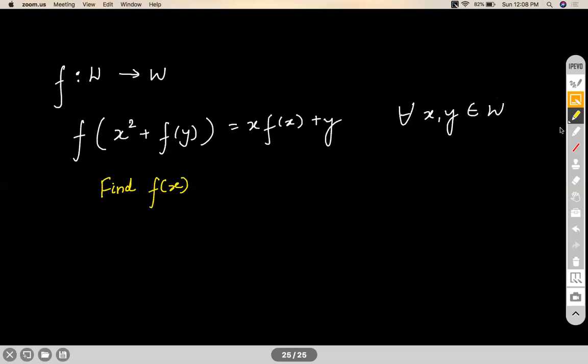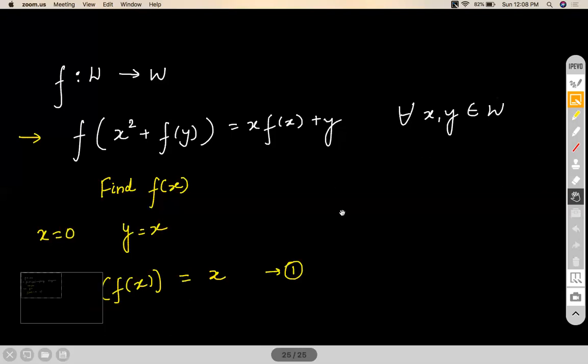Let's discuss this. I'll do it in a very rigorous way. I think some of you would have also guessed it. Let's put x as 0 and y as x in the given functional equation. So that will give you f of x is equal to x. Let's say I call this one of our findings.